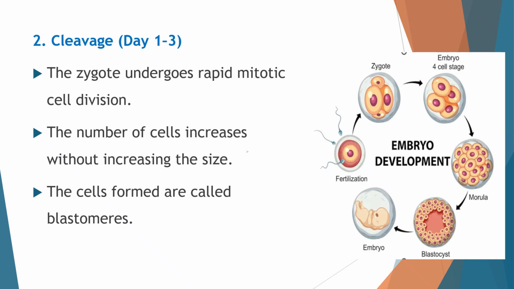So remember these 3 important points. Cleavage is the rapid mitotic division of the zygote. The number of cells increases, but the size of the embryo remains the same. The cells formed during cleavage are called blastomeres. In the next stage, we'll see how these blastomeres come together to form a structure called the morula.